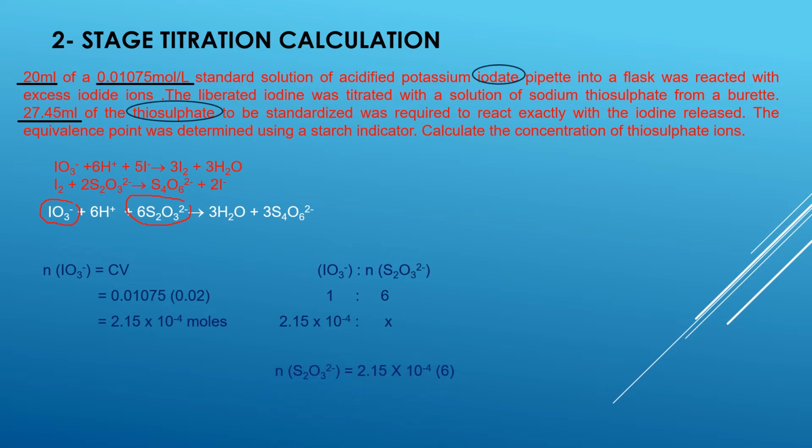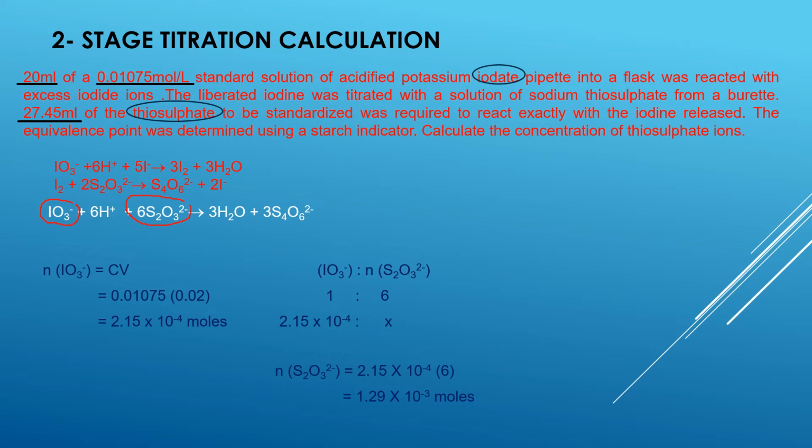We'll just work this out, solve it, simplify it. It will read as 2.15 × 10^-4 multiplied by 6, which is equal to 1x. So making x the subject of the formula, this is what we have. So the mole of thiosulfate is 1.29 × 10^-3 moles.